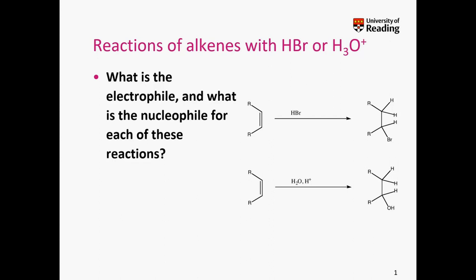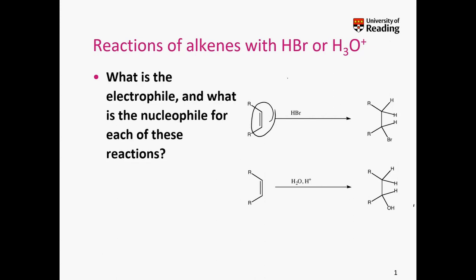those reactions. Now we know from the previous reaction mechanism that the alkene can act as a nucleophile, so we know that this double bond has got high density of electrons and therefore can donate those electrons as a nucleophile. And then in this case we're looking at HBr or H3O+, in which we need a species which is lacking electrons to be our electrophile.